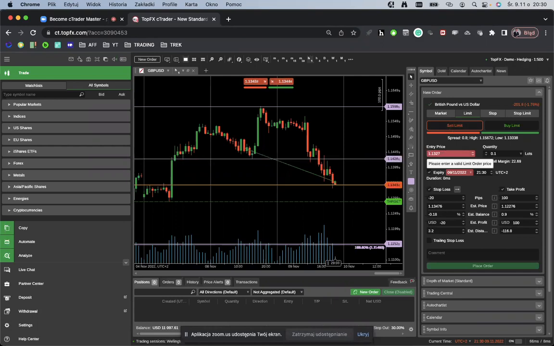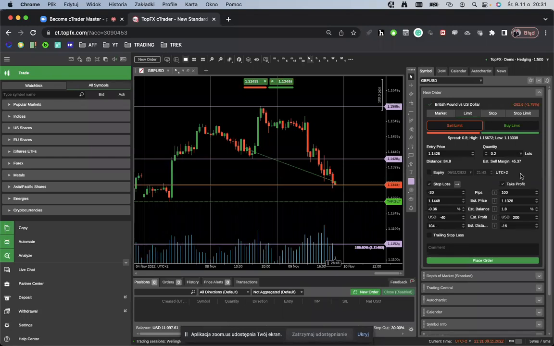1.1428, let's say, is the entry price. You still want to trade, let's say, 1.2 lots. So this is 2 mini lots, and you will have the $2 per pip value. So every pip is $2. You don't want to expire this trade. It will go until you basically cancel it or remove it from your trade watch here, which will be here.